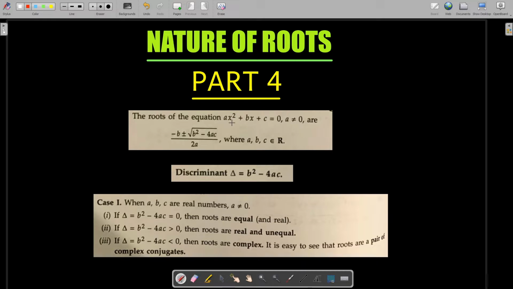The standard form is what? ax² + bx + c = 0, a is not equal to 0. And this is how we find the roots: x = (-b ± √(b² - 4ac)) / 2a. We already learned that in the last question. a, b, c belong to real numbers.